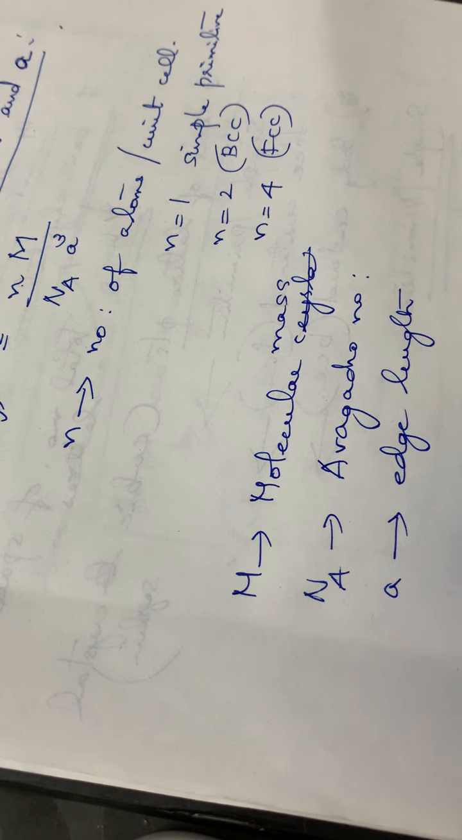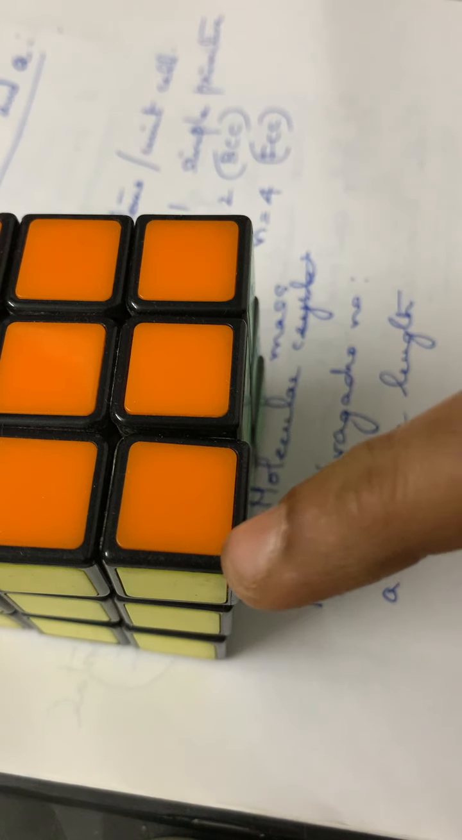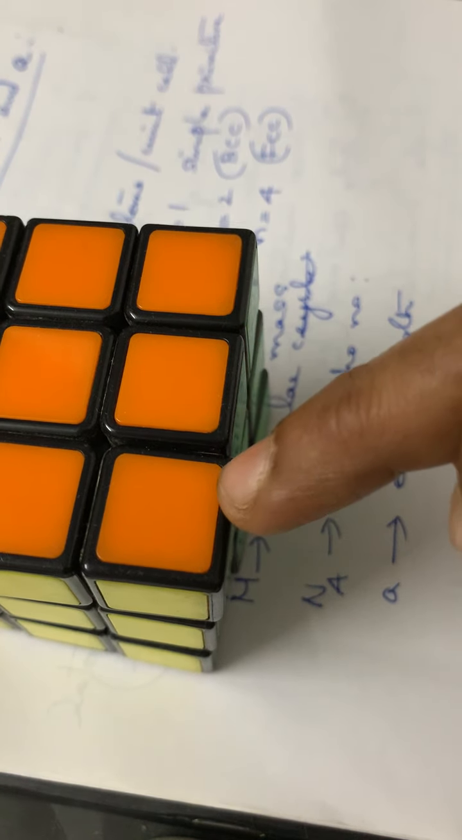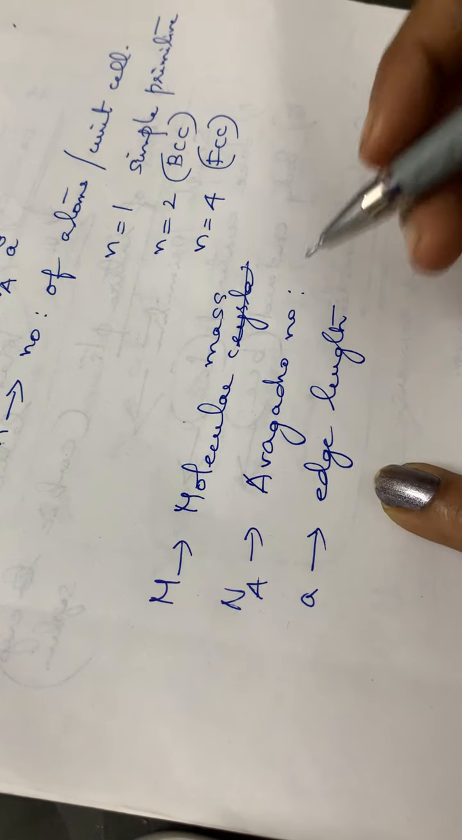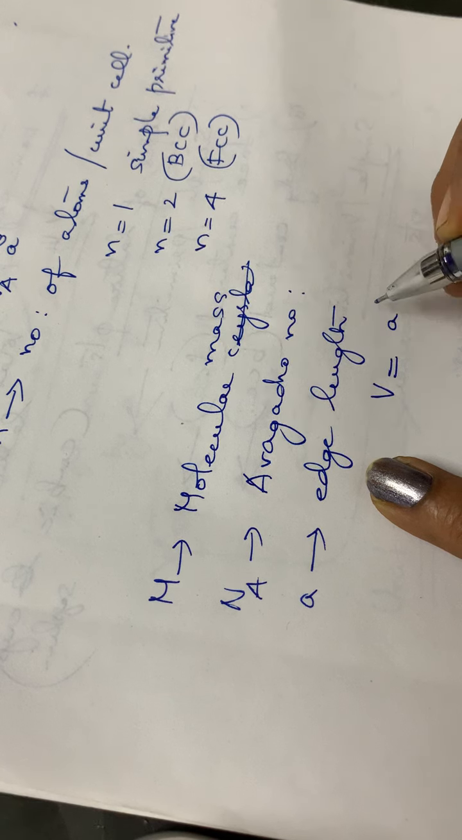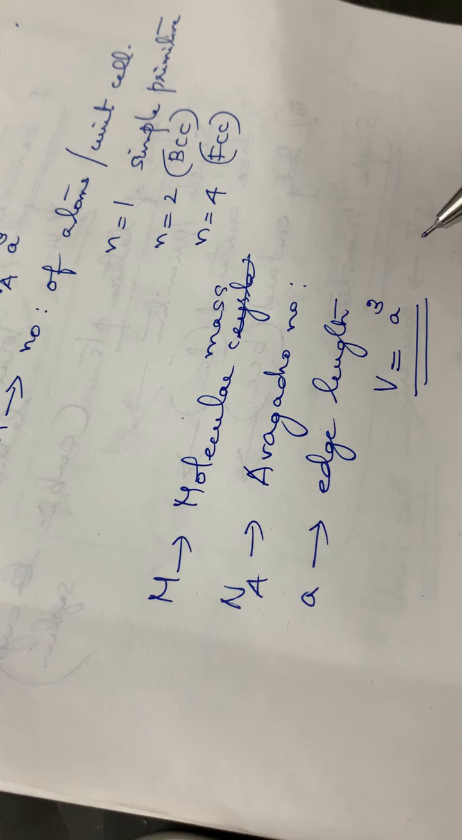Suppose this is the unit cell. This is one unit cell, and we can see this is the edge length a of that particular unit cell. There is also a formula connecting this edge length a and volume. If we know the value of a, the volume of that particular unit cell is equal to a cube, the cube of the edge length. You have to do some problems with this, that I will do in our Google Meet session.